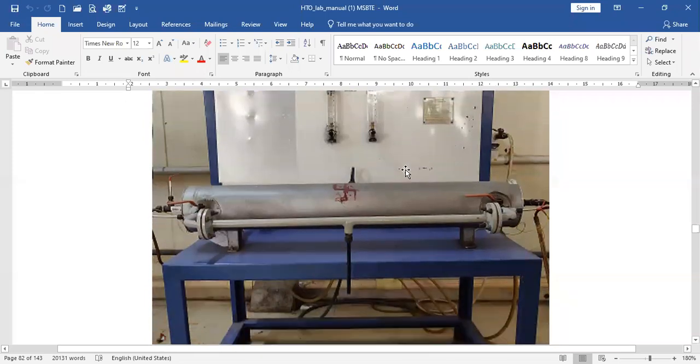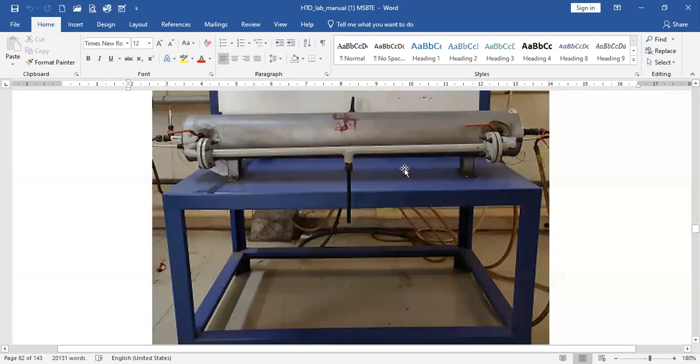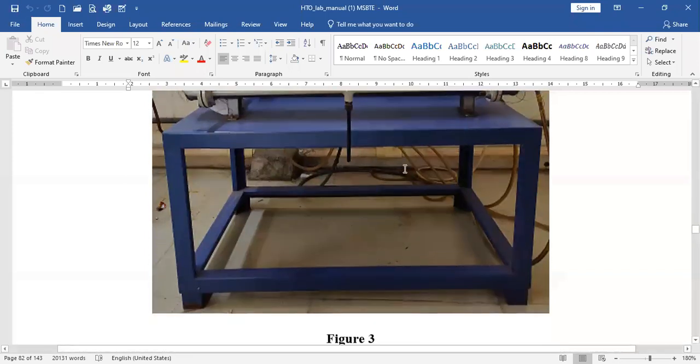Before that, we have to fill this double pipe heat exchanger assembly with water. We have to maintain the continuous supply of water in this heat exchanger. After the theoretical explanation, I will show you the actual setup of this double pipe heat exchanger, and we will conduct an experiment on this setup.